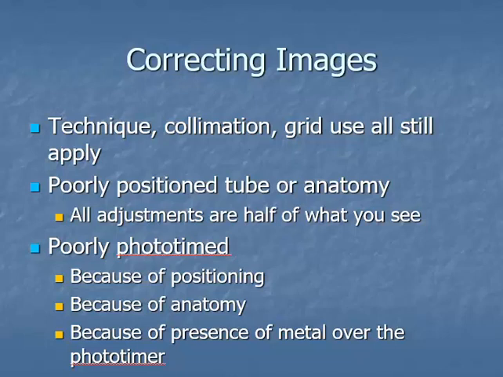If you have an image that's poorly phototimed, it could be because you've got bad positioning. It could be because the anatomy is not reflective of what normal anatomy should look like. Again, a pleural effusion might throw your index number off a bit. And certainly if you have metal directly over the phototimer, what you're going to have there is gross overexposure if you've got metal completely covering the phototimer.